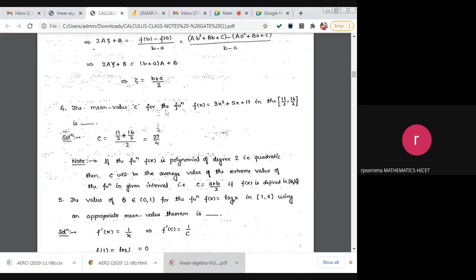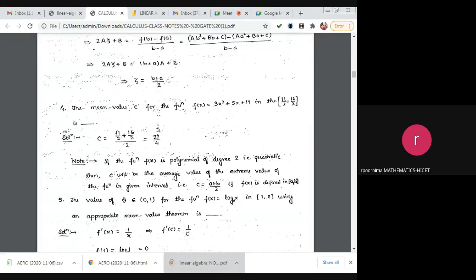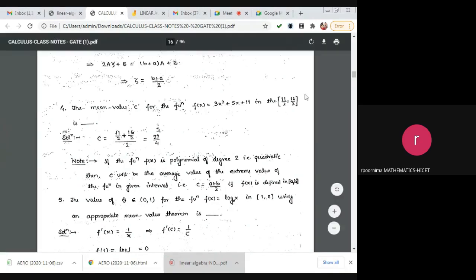So zeta is b plus a by 2. Similarly, the mean value c for the function f of x is 3x square plus 5x plus 11 in the interval 11 by 2 comma 16 by 2. So c is equal to 11 by 2 plus 16 by 2 by 2, which is 27 by 4. Okay, that is your answer.